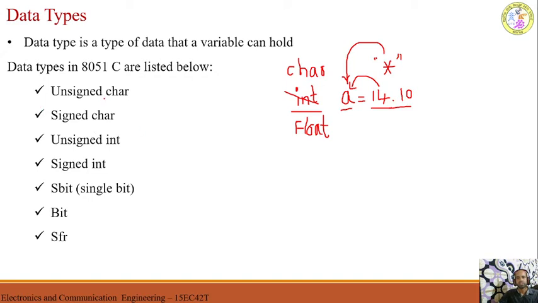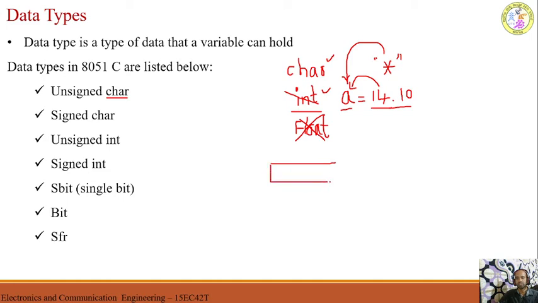So different data types like char, int, sbit. Here char is nothing but character. Float is not supported by our 8051. We will have integer and character, and they may be signed as well as unsigned. We know the difference between signed and unsigned that we have already discussed in the previous session.